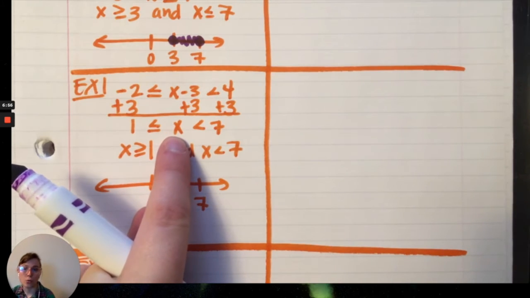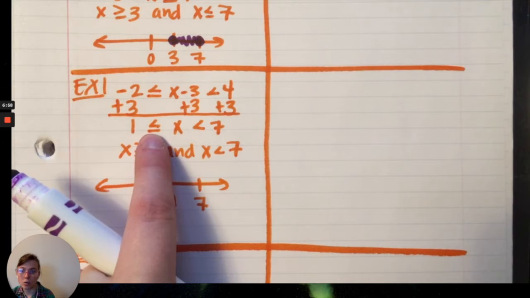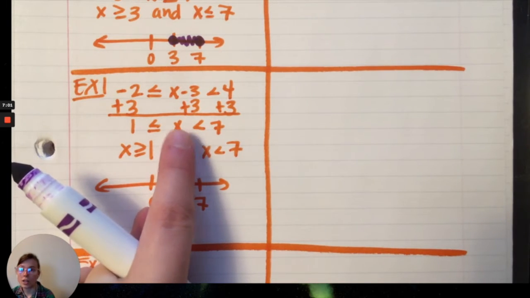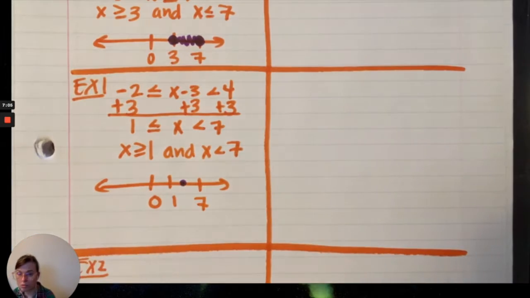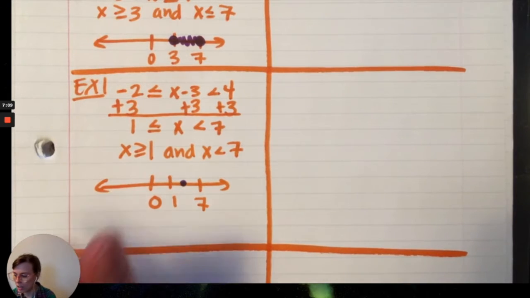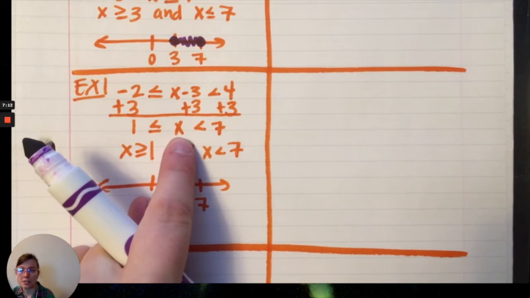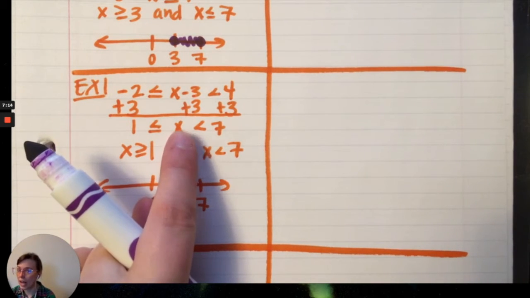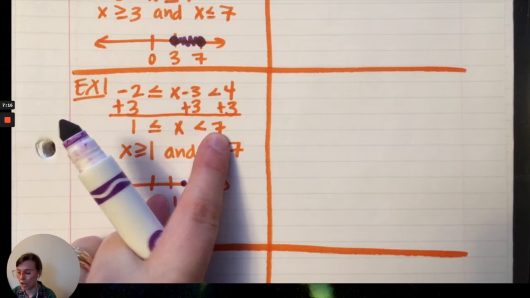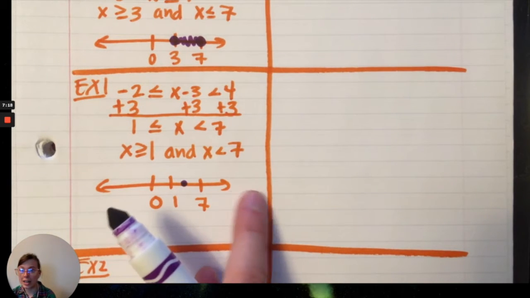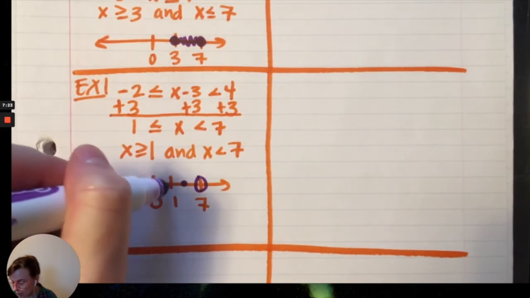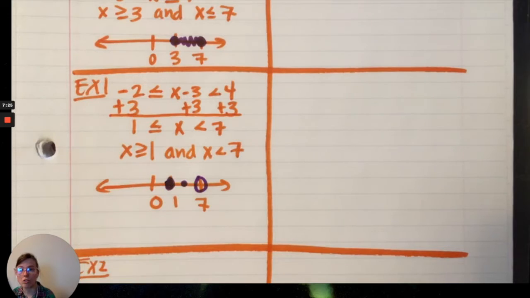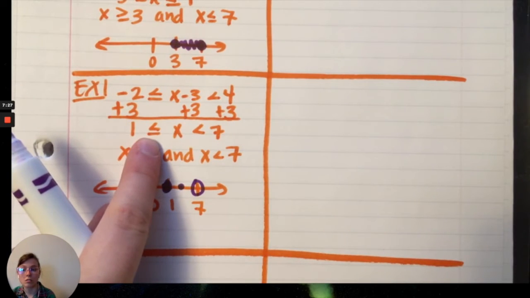So if I plug in 3, is 1 less than or equal to 3? True. Is 3 less than 7? True. That means 3 is a valid solution. What about 8? Is 1 less than or equal to 8? True. Is 8 less than 7? No. 8's not a solution, so I'm not going to shade anything out here. At this point, we know that 7's going to be an open circle and 1's going to be a closed circle, just based off of our symbols.